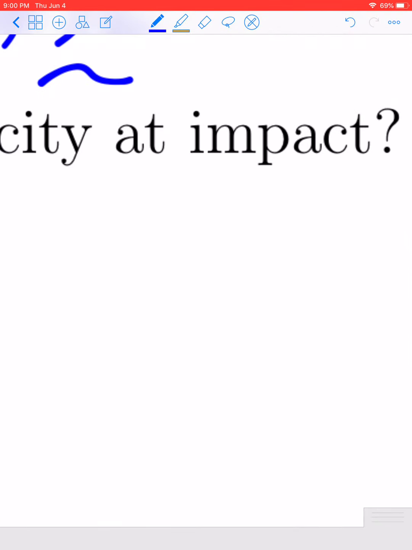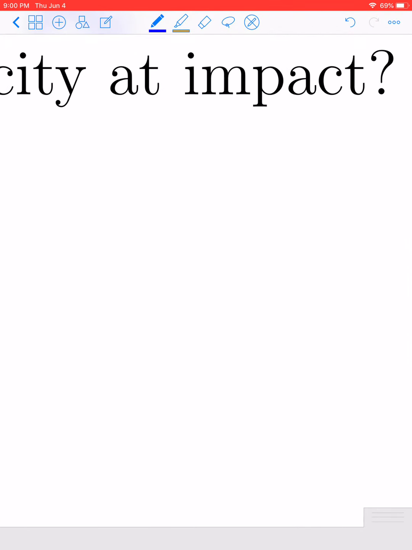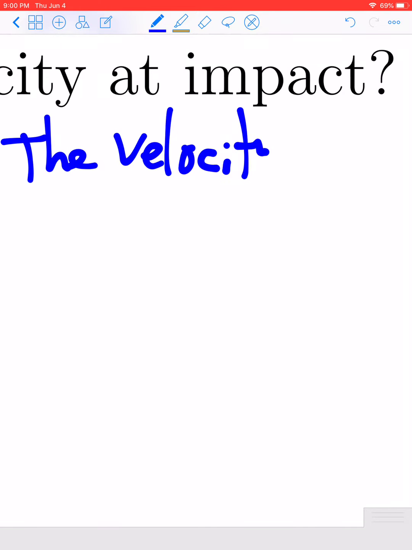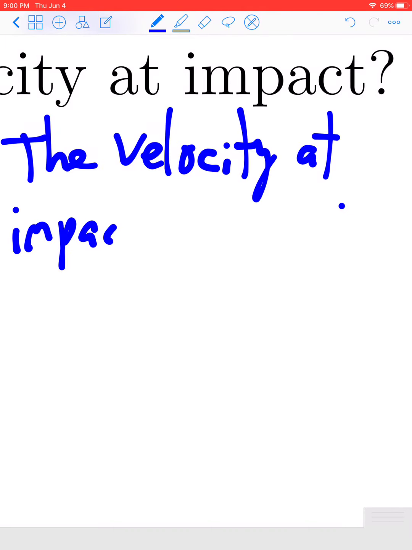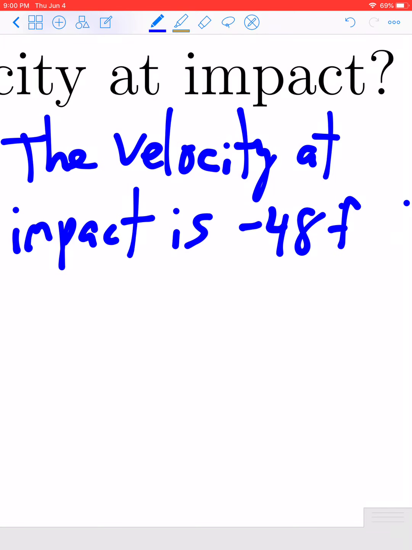Again, a worded problem should give us a worded solution. The velocity, I'm just going to be brief about it, the velocity at impact is negative 48 feet per second.